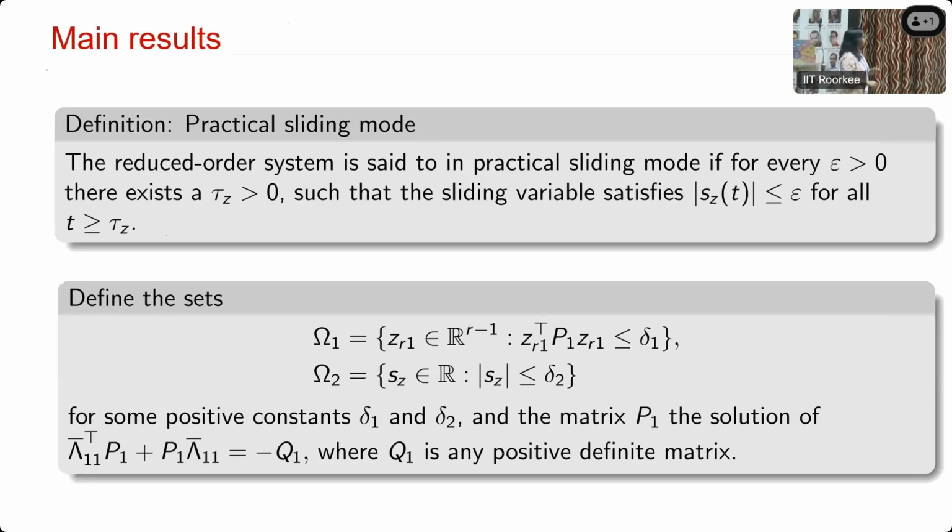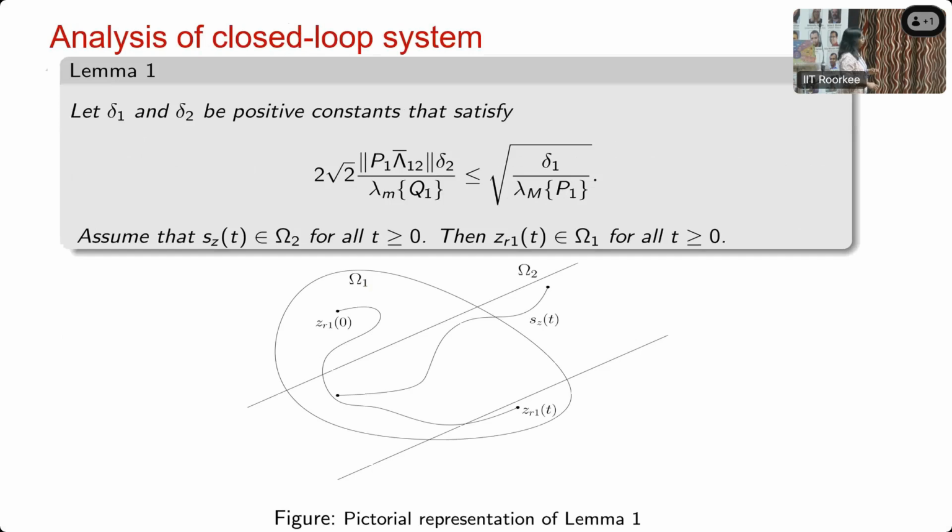I'll just briefly explain this. Suppose we have the omega 1 set for ZR1 and the omega 2 set for SZ. So this is the omega 2 set. Somewhere over here we will have the S equals 0 line, and then you have these lines on both sides of S equals 0. The initial condition of ZR1 will start in the omega 1 set and remain in omega 1, and SZ will also remain in omega 2 if this condition is satisfied, meaning the initial conditions will be chosen such that this condition is satisfied.